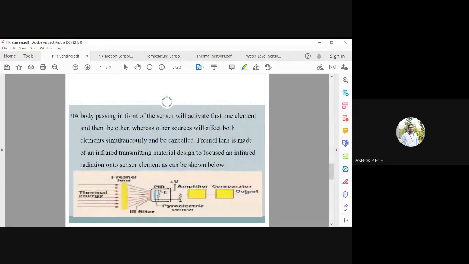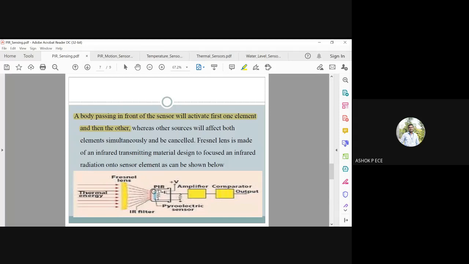The body passing in front of the sensor will activate first one element and then the other. So you have two elements in the sensor: one is the filter, and the next one is the pyroelectric sensor. Thermal energy is focused into the elements by the IR filter.